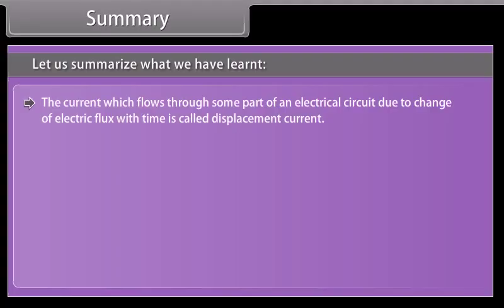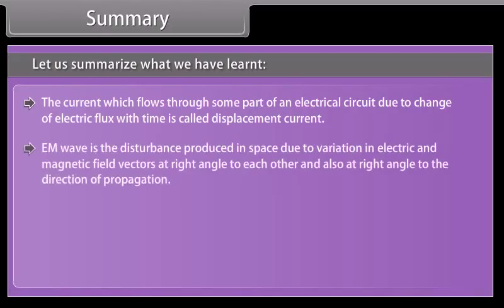The current which flows through some part of an electrical circuit due to change of electrical flux with time is called displacement current. EM wave is the disturbance produced in space due to variation in electric and magnetic field vectors at right angle to each other and also at right angle to the direction of propagation.